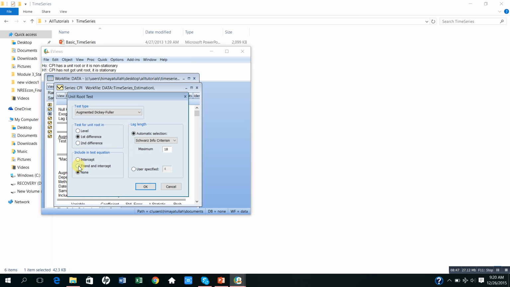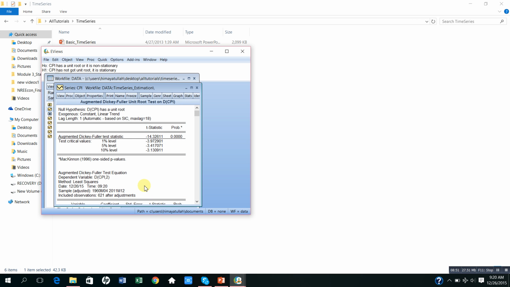If I do that, I get my results again. My augmented Dickey-Fuller test statistic of minus 14.32 is higher than these critical values, and on the basis of its p-value, I can safely reject the null hypothesis that DCPI has a unit root. So I will conclude that the first difference of CPI is now stationary.